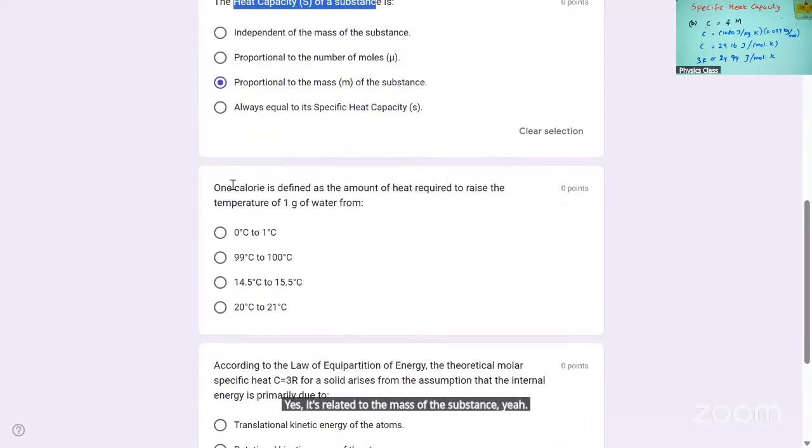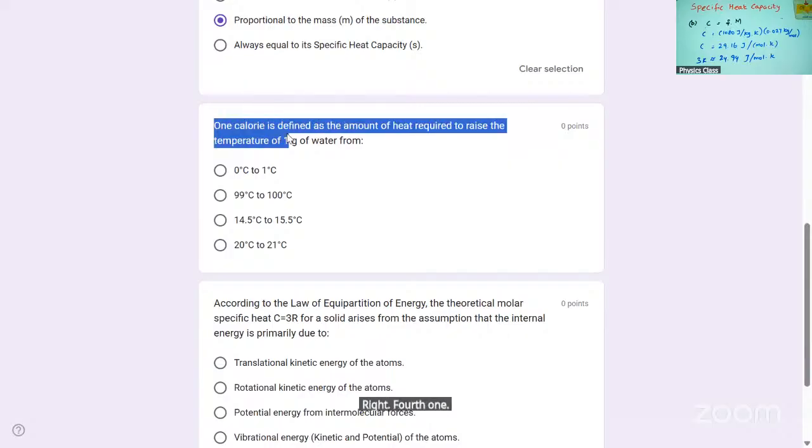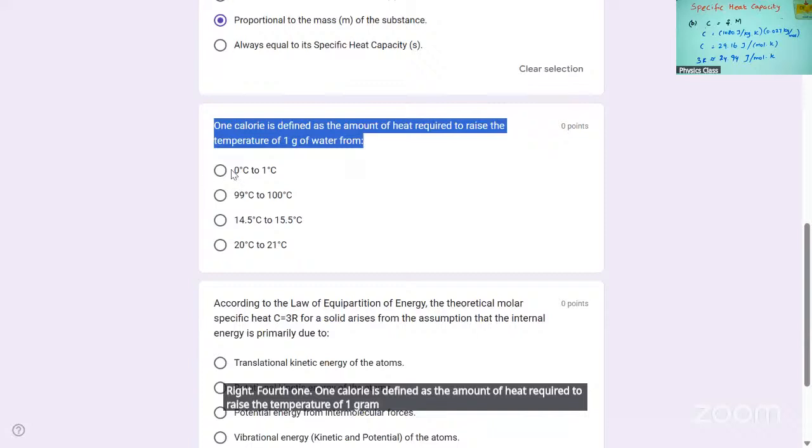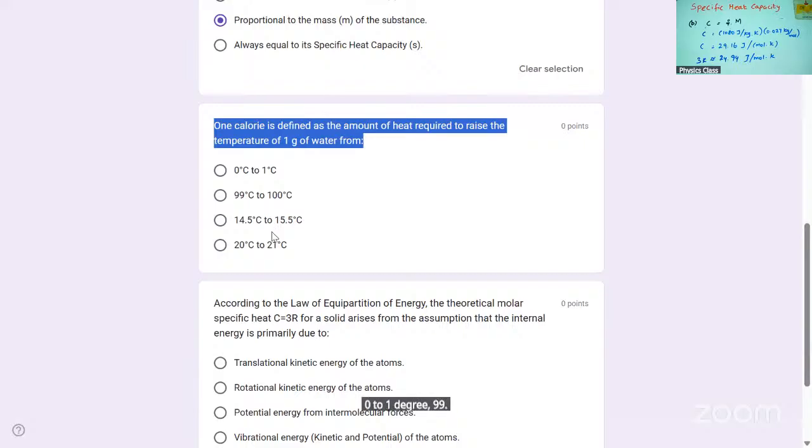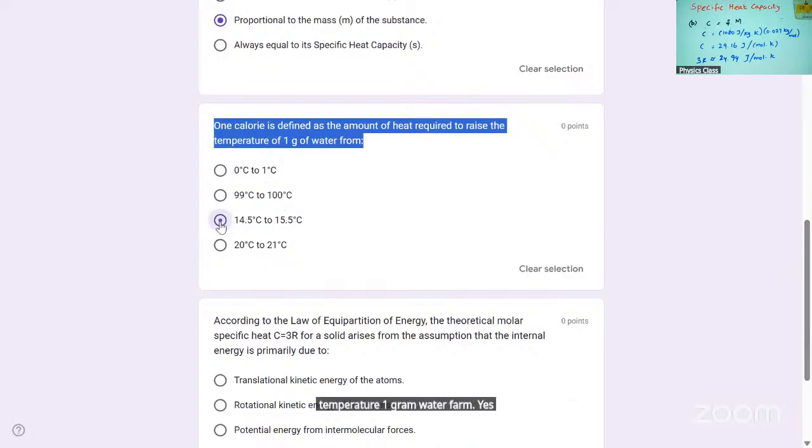Fourth one, 1 calorie is defined as the amount of heat required to raise the temperature of 1 gram of water from which one to which one? 0 to 1 degree, 99.2 to 100, 14.5 to 15.5, or 20 to 21. Which one is correct? Yes, option C is the correct answer, 14.5 degree to 15.5 degree.